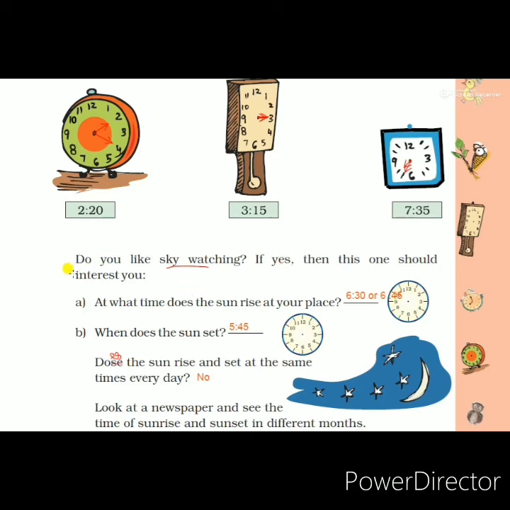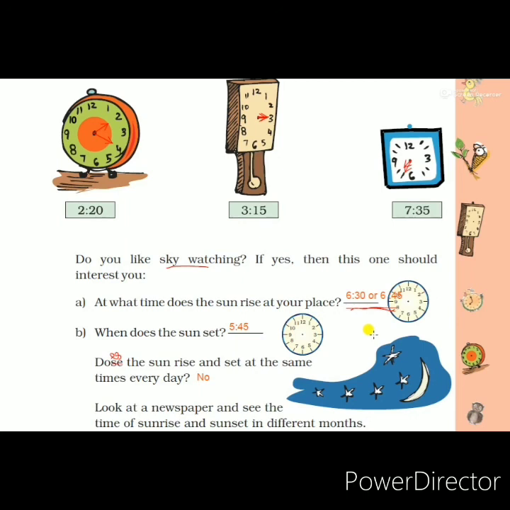The first question is, at what time does the sun rise at your place? Students, the time of sunrise will be different in different seasons. In summer the sunrise will be early, and in winter it will be late. Now it is the rainy season, so sunrise will be a little bit late. I observed that the sun rises between 6:30 and 6:45. So you can write that the sun rises at 6:45.